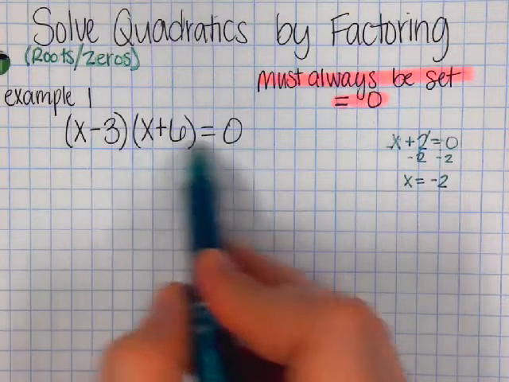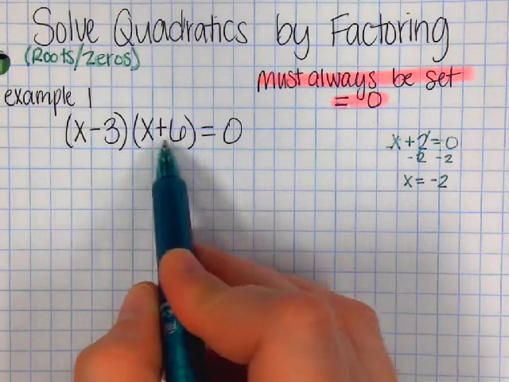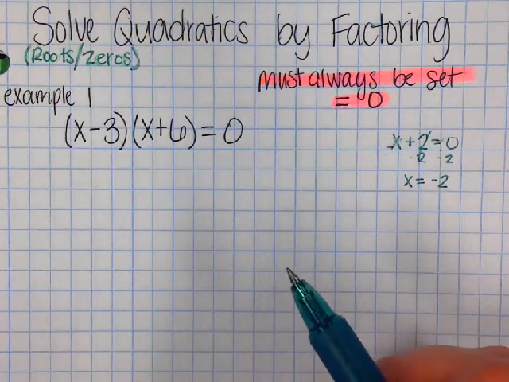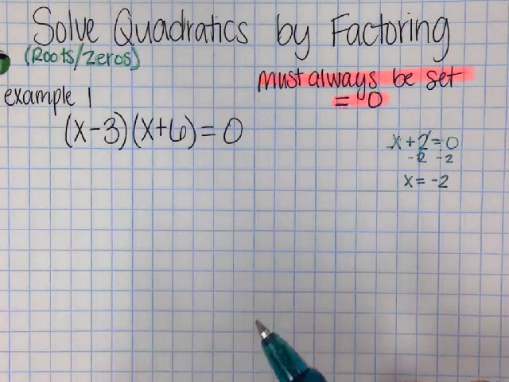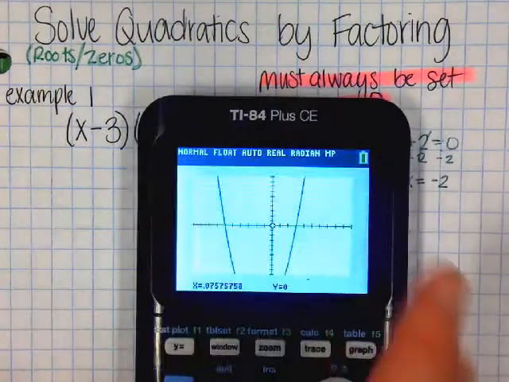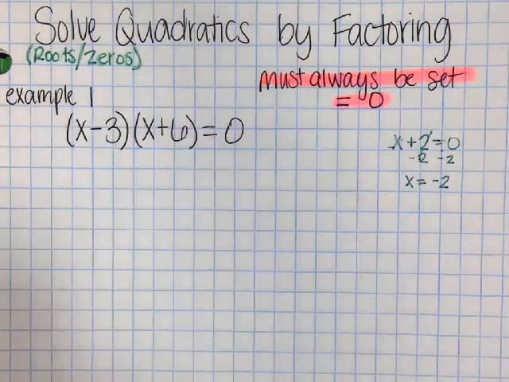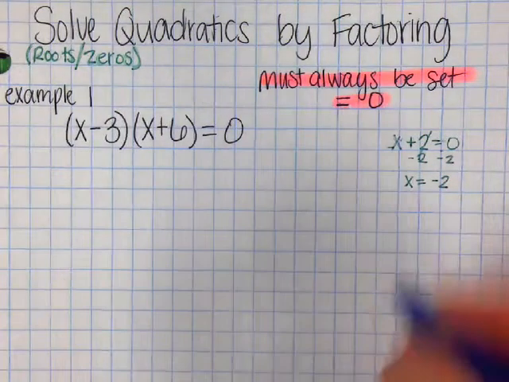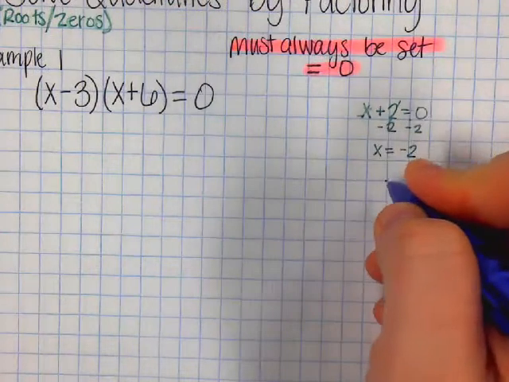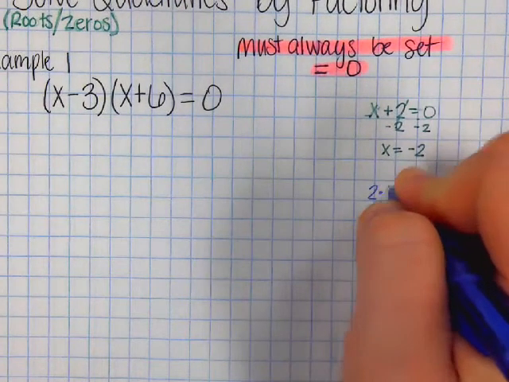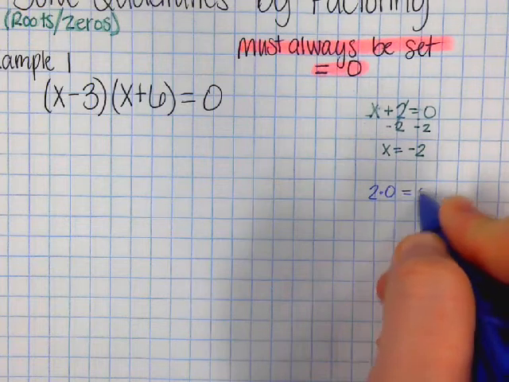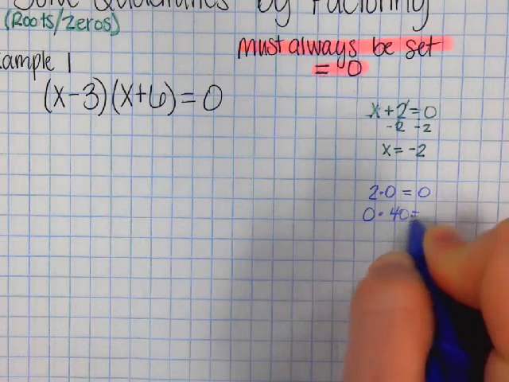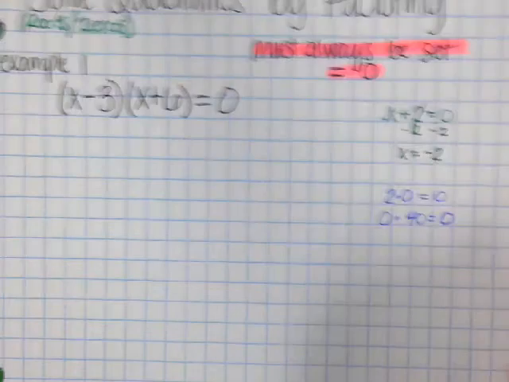So when we have it in factored form, x minus 3 times x plus 6 equals 0, there's actually going to be 2 solutions. Just like we found when I typed that in, there are 2 solutions. The reason why is when you're multiplying, and these are just little side notes reminding you of things, if I have 2 times 0, 2 times 0 is 0. Or if I have 0 times 40, 0 times 40 is 0.